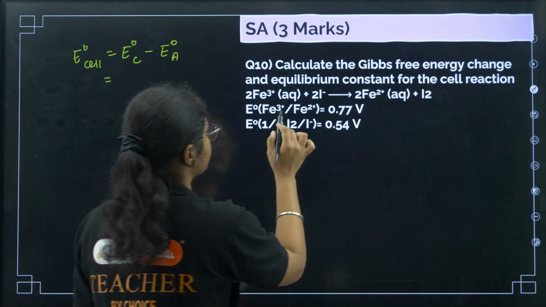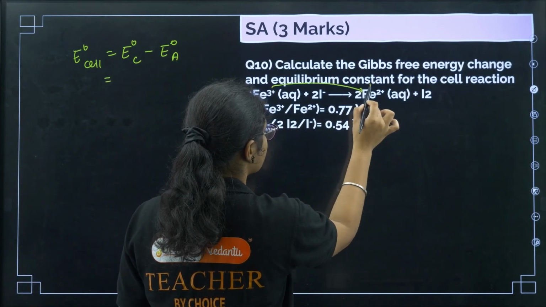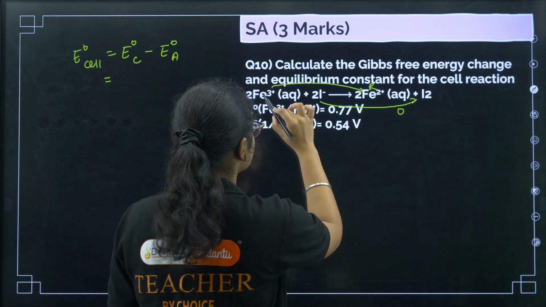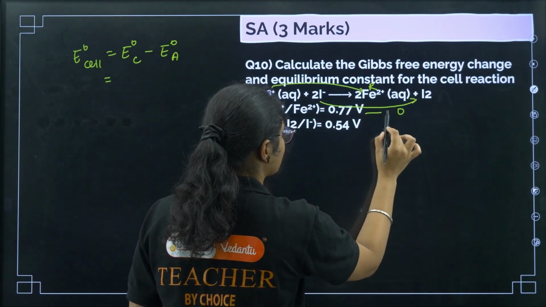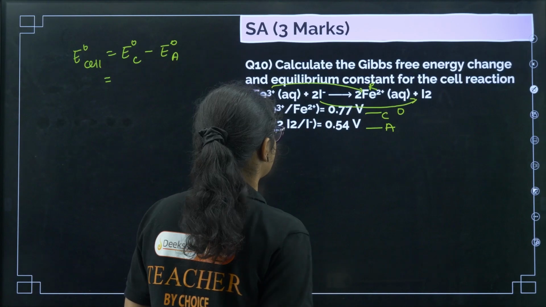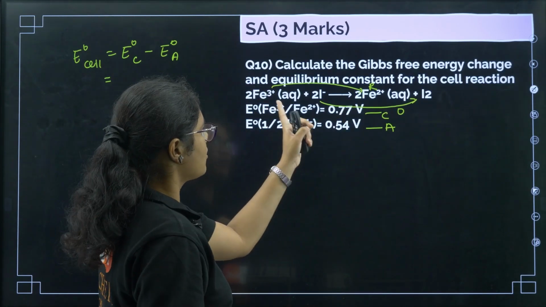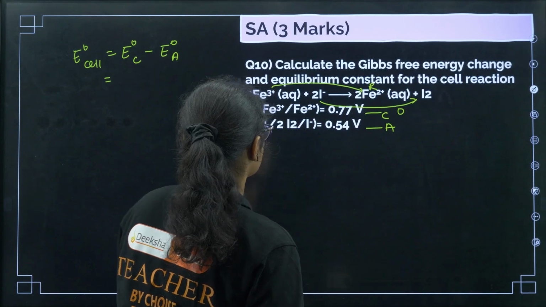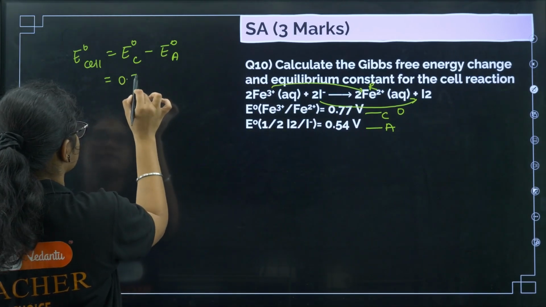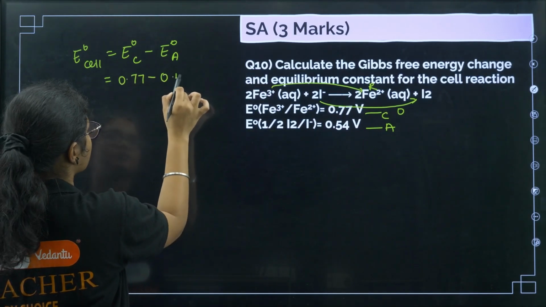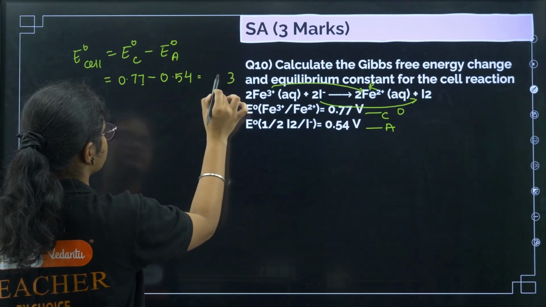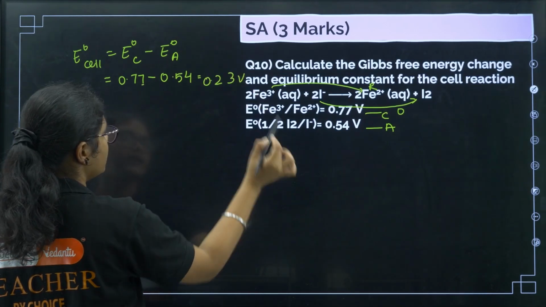Now which is the cathode here? Fe3 plus is undergoing reduction, and I minus is undergoing oxidation. So Fe3 plus will be the cathode and I minus will be the anode. Reduction is cathode, oxidation is anode. Clear? So we can put 0.77 minus 0.54, which is 0.23 volt.